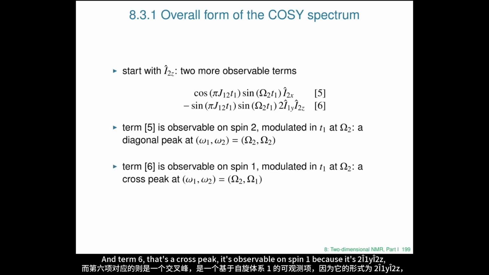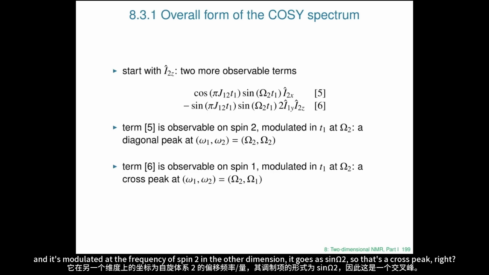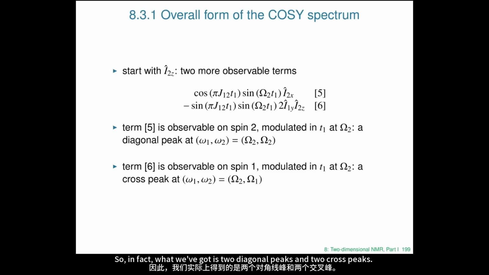And term 6, that's a cross peak. It's observable on spin 1 because it's 2I1Y, I2Z. And it's modulated at the frequency of spin 2 in the other dimension. It goes as sine big omega 2. So that's a cross peak. Right? So in fact what we've got is 2 diagonal peaks and 2 cross peaks.